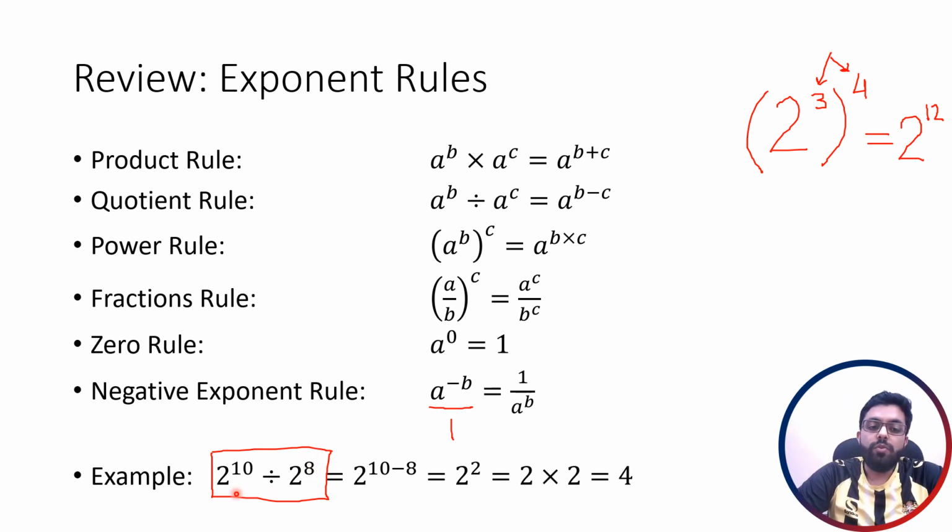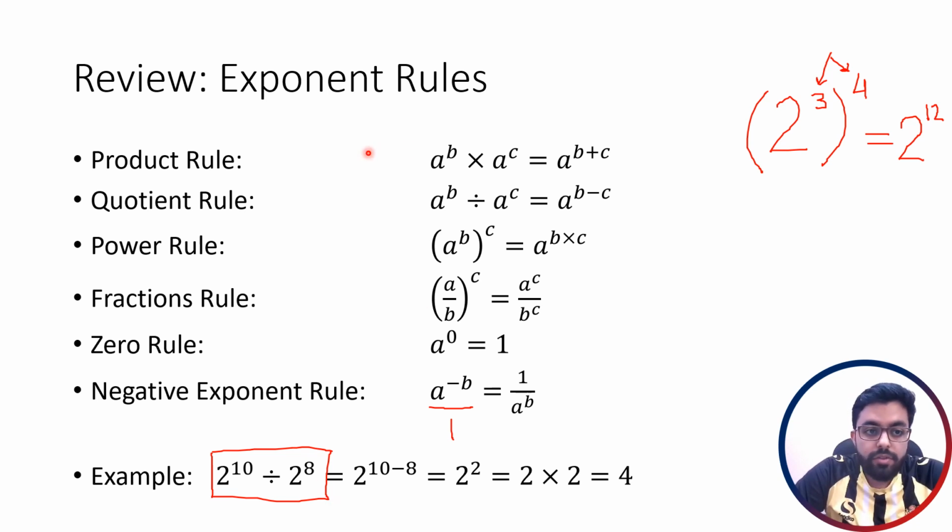Now, if you were trying to solve this without using exponent rules, you're going to have to do this whole multiplication. 2 times 2 is 4, times 2 is 8, times 2 is 16, times 2 is 32, times 2 is 64, and so on, all the way up until you get to 2 to the power 10, which is a big number. And then you have to divide that by another big number, right? 2 times 2 times 2 times 2, 8 times is also going to be a big number. And then you have to do that division, and it's going to be the hardest long division question that you've ever done. And you're going to go through all that work just to get an answer that ends up being 4.